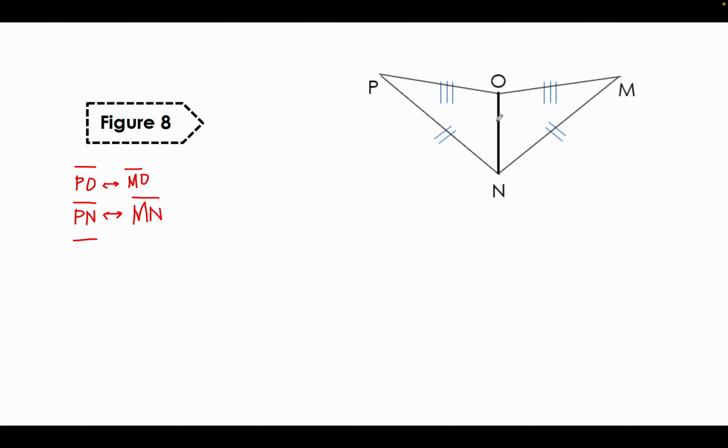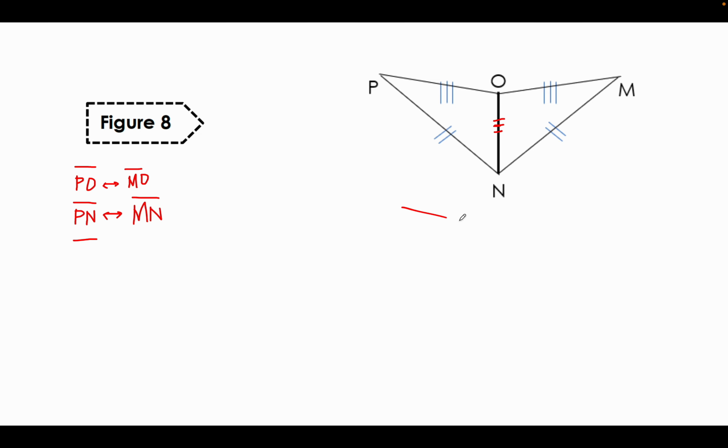Observe na ang triangle PON and triangle MON have a common side. Meron silang parehong side. What is that side? Line segment ON. Ito yung pangatlo nilang side na pareho. Okay? Ito yung side na pareho.